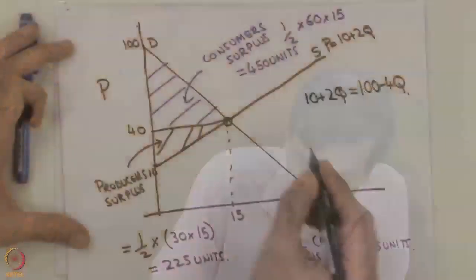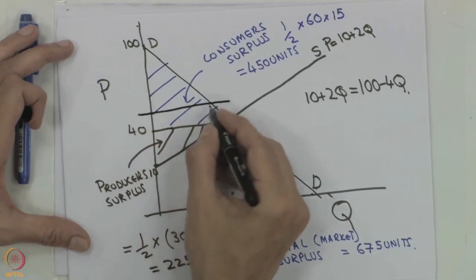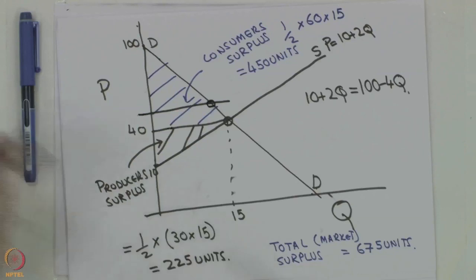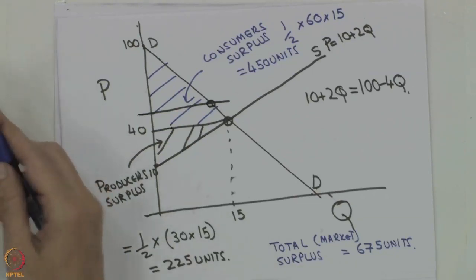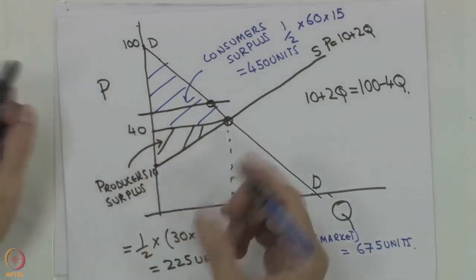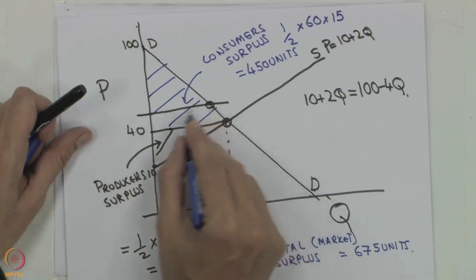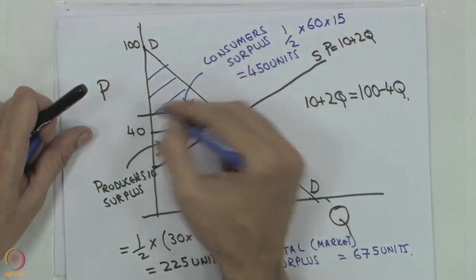But if we now just said that, let's say instead of 40, we would like to make this at 50 at this point, then what happens to the consumer surplus and the producer surplus? Now, what would happen is, in this case, this area is reduced from the consumer surplus. So, consumer surplus will reduce by this quantity.